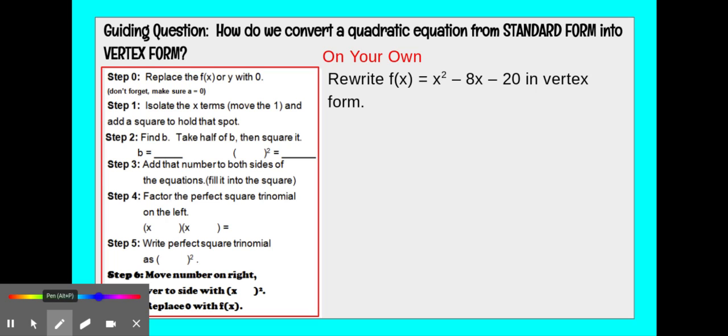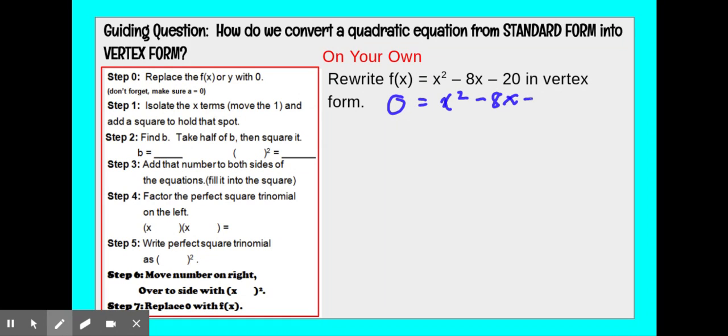Hey guys, so what we're going to do is try this one. We're going to transform this quadratic in standard form to vertex form, and we're going to do that by completing the square. So the first thing you're going to do is replace the f of x with 0 and rewrite the equation.